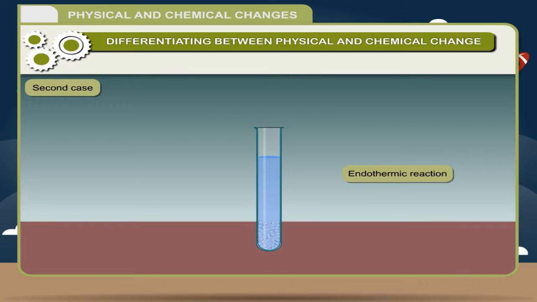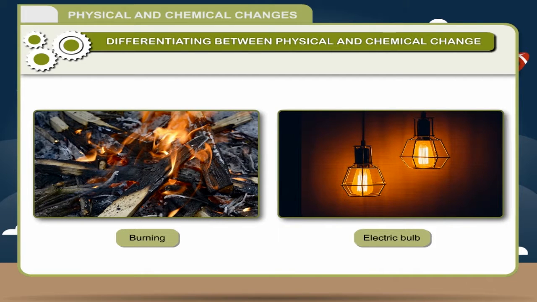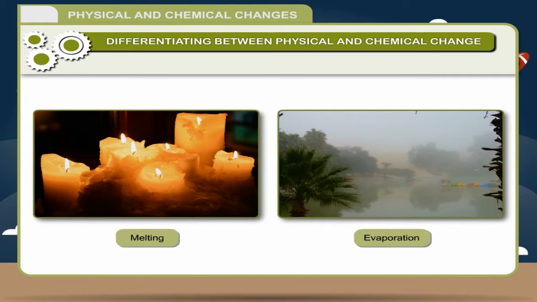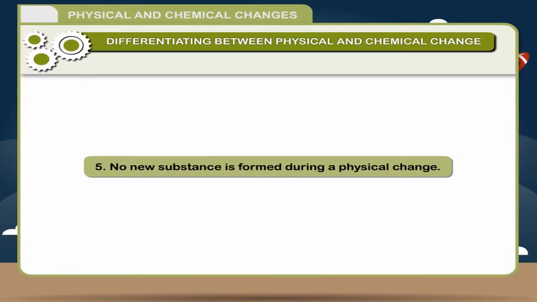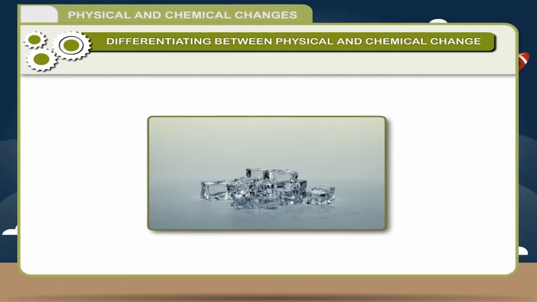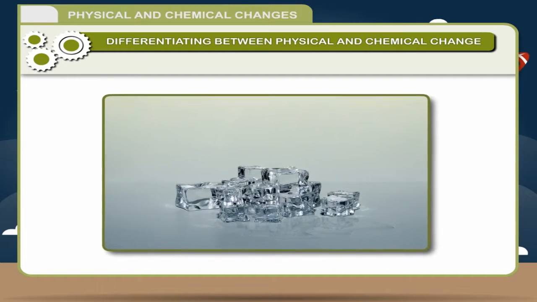Some common examples of exothermic reactions are burning, glowing of an electric bulb, etc. Melting, evaporation, etc. are some common examples of endothermic reactions. 5. No new substance is formed during a physical change. Since no change in chemical composition takes place during a physical change, no new substance is formed.